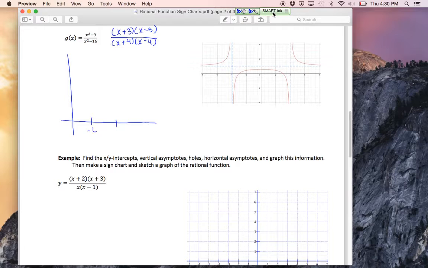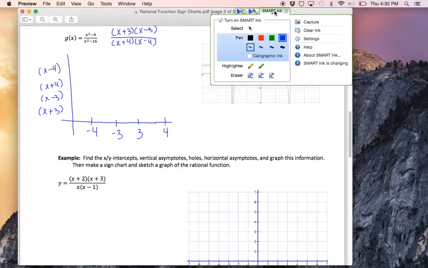So -4, -3. I know that at +3 I'll have an x-intercept, and at +4 I'll have an x-intercept. And I'm going to list my factors along the side. X plus 3, x minus 3, x plus 4, x minus 4.